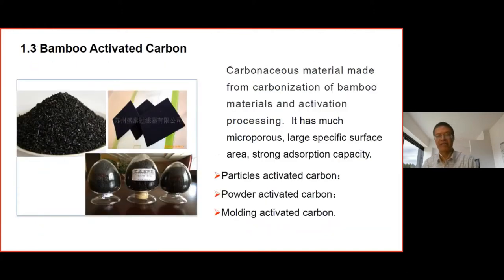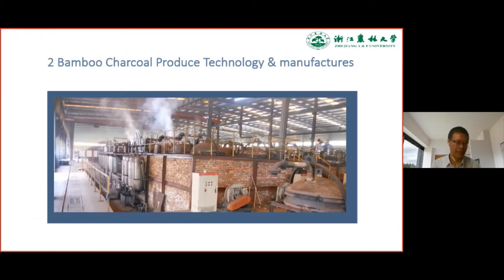Bamboo activated carbon is defined as a carbonaceous material made from carbonization of bamboo materials and an activation process. It is much more porous, with a large specific surface area and strong adsorption capacity. Usually they are divided into granular activated carbon, powder activated carbon, and molded activated carbon, and so on. In the second part, I will talk about bamboo charcoal production technology and manufacturers.